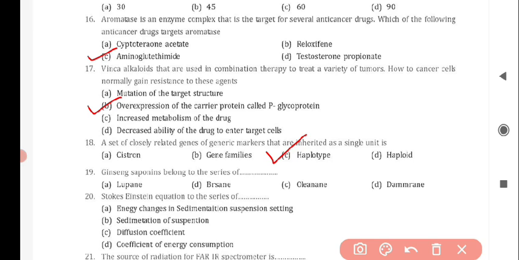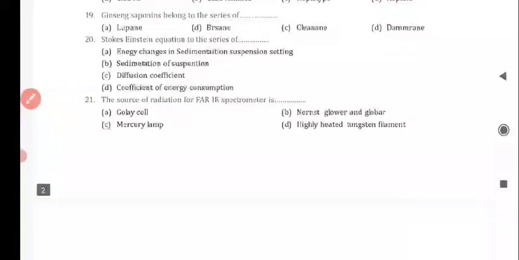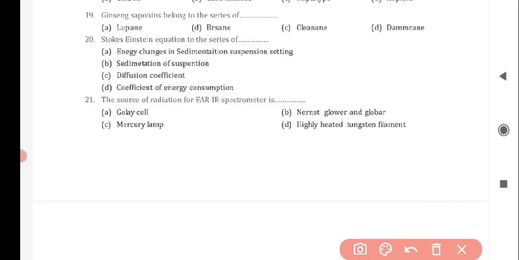Next question is ginseng saponins belong to the series of, and the correct answer is option D, dammarane. Next question is Stokes-Einstein equation relates to, and the correct answer is option C, diffusion coefficient. Next question is the source of radiation for FAR IR spectrometer is, and the correct answer is option C, mercury lamp.